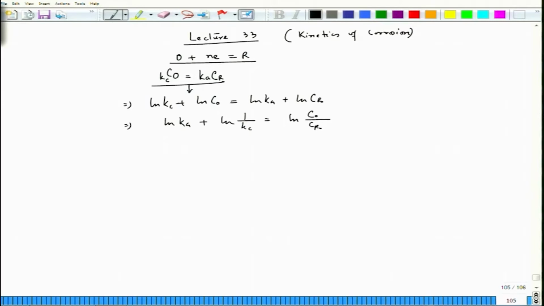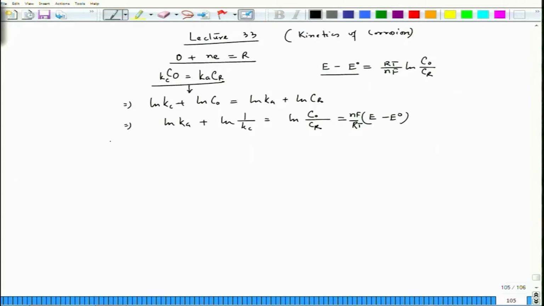And we also know that E minus E0 equal to RT by nF ln C_O by C_R, which is the concentration of oxidant divided by the concentration of reductant. Then we can put this with reference to potential: E minus E0 times nF by RT.